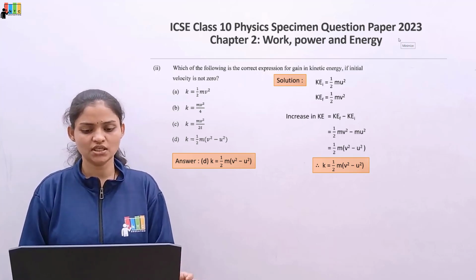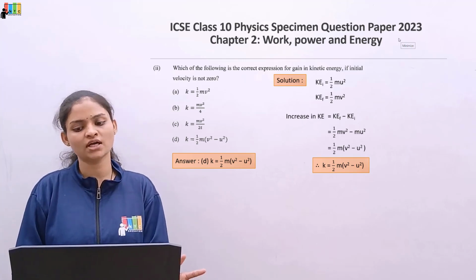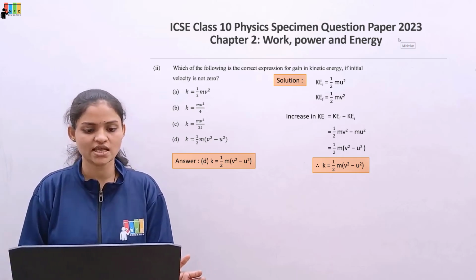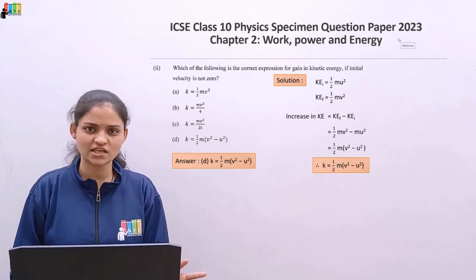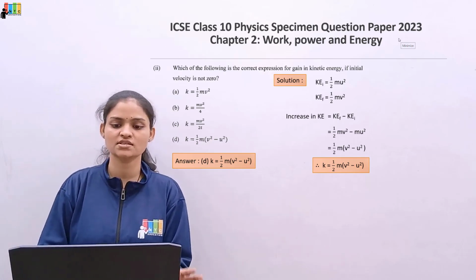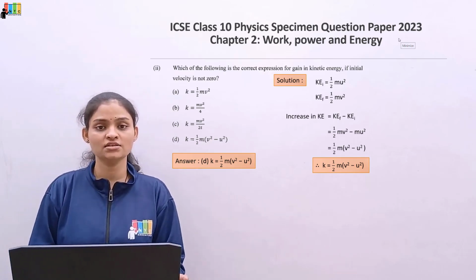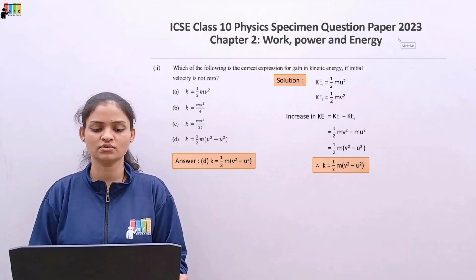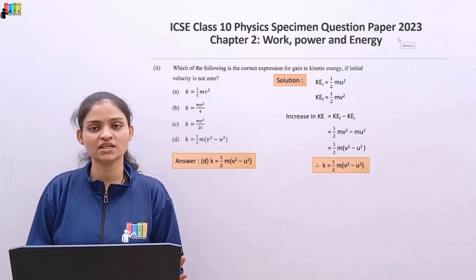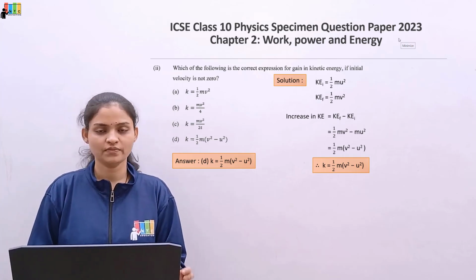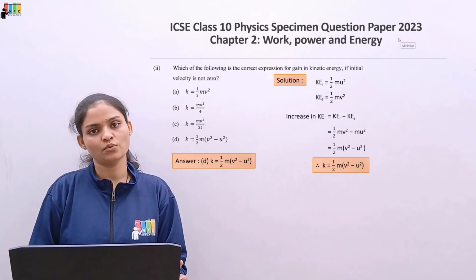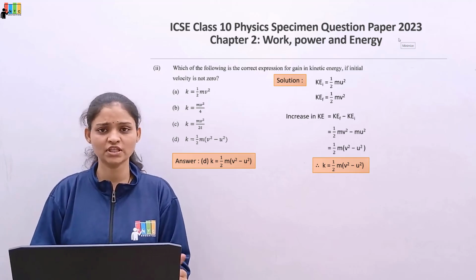Okay, it's simple. If you know the formula for kinetic energy, you can easily derive this, and if your concepts are clear, you can easily answer just by looking at the options. It is said that initial velocity is non-zero, so there must be the value of u, and only option D contains the term u. So the answer is option D. Now we will go ahead.